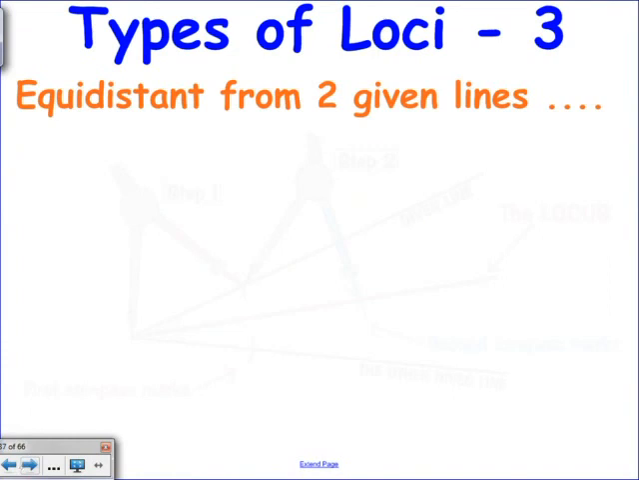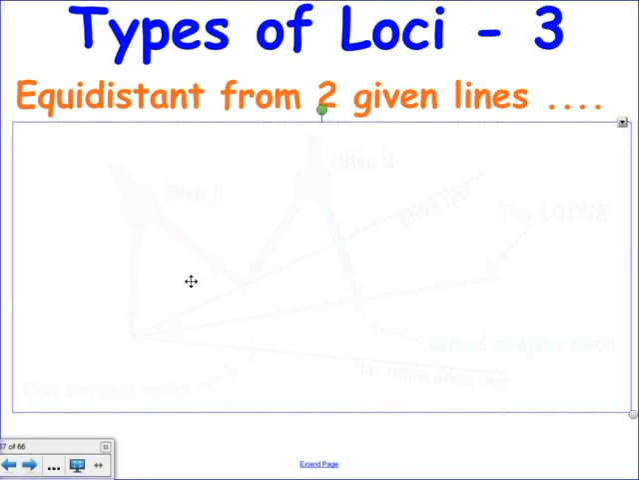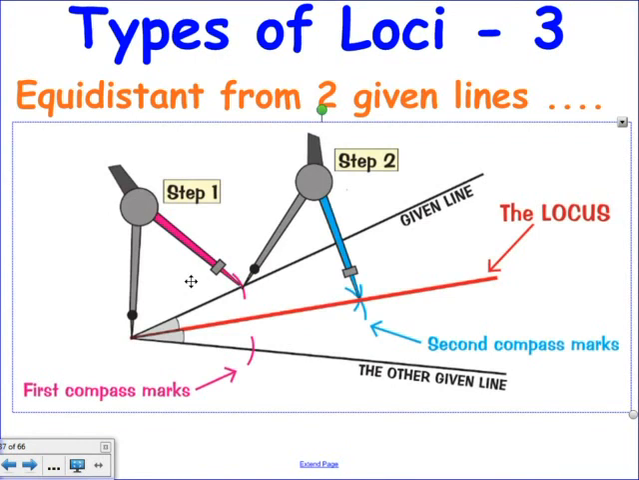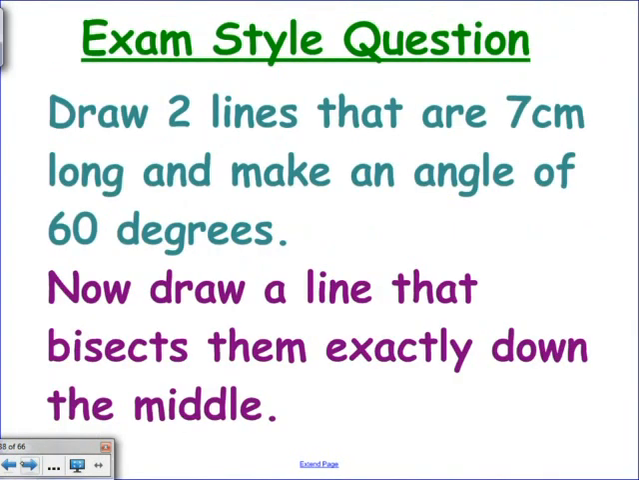So we've already talked about the third type of loci, when we say equidistant from two given lines. All they mean by that is what we did earlier, where you're bisecting an angle. So if I get you to cut two lines in half, draw two lines 7 centimetres long and make an angle of 60 degrees and then cut them in half.